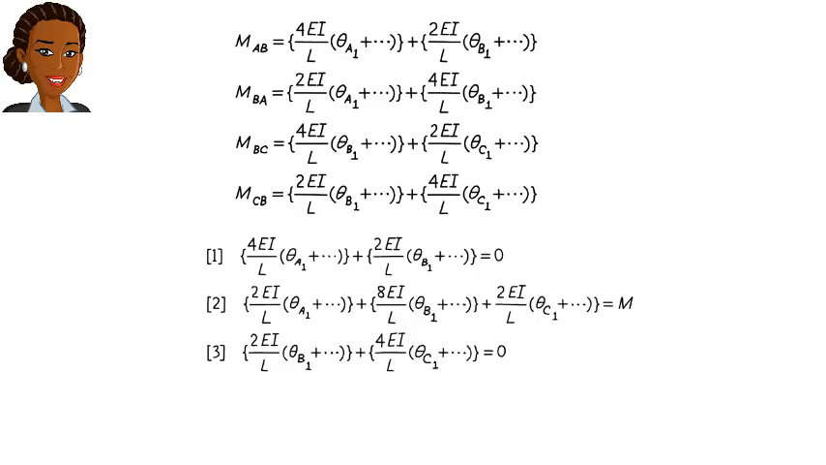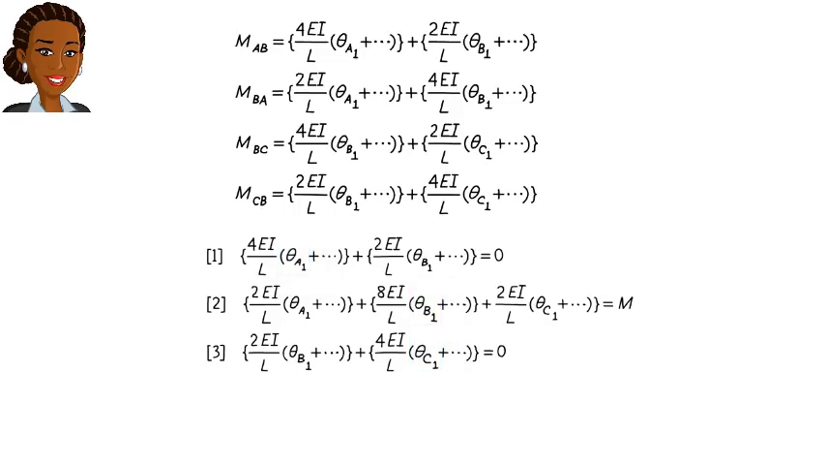Here is where the approximation comes into the picture. We are going to calculate theta A1 here, using equation 1. We use equation 2 to calculate theta B1. And we determine theta C1 using equation 3.